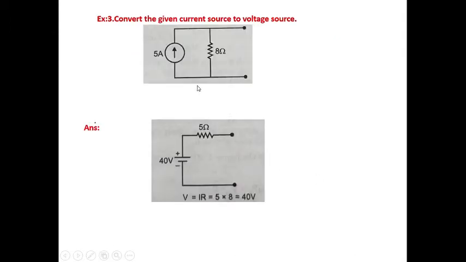Now you can see a problem: convert the given current source to voltage source. Here we can see a 5 ampere current, and an 8 ohm resistance is connected across it. So 5 into 8, that is 40 volts. Here instead of 5 ohm, 8 ohm resistance should come. So V is equal to I into R, 5 into 8, that is 40 volts.